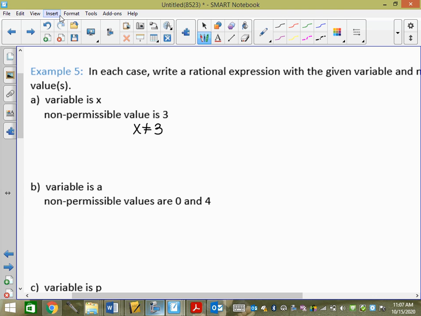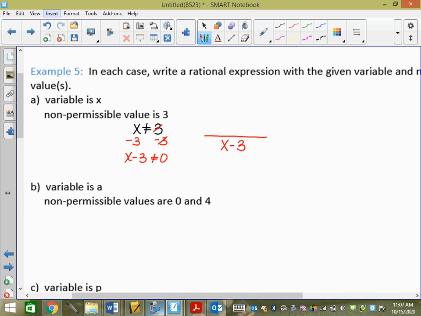So how do I move this 3 over here? I'm going to subtract it. I'm going to bring it over. So I'm going to get x minus 3 cannot equal 0. So what would actually be my rational in the denominator? x minus 3. So I know for a fact I have to have that. Does it say anything else? Can I make the numerator whatever I wanted it to be?